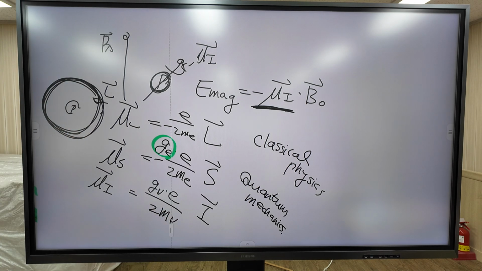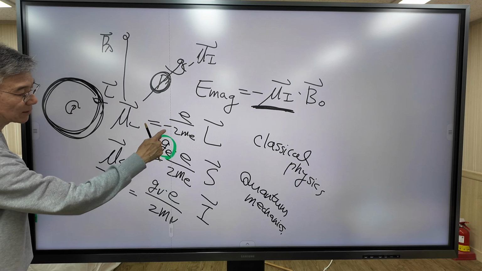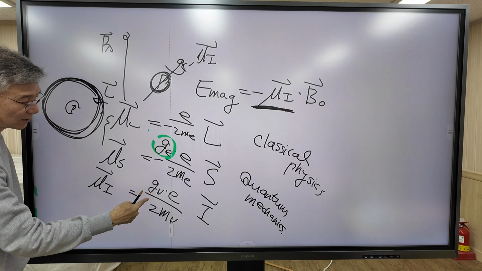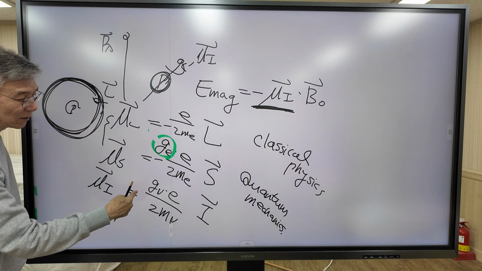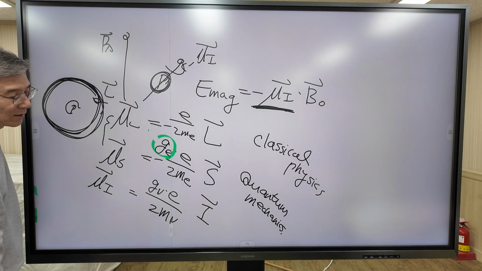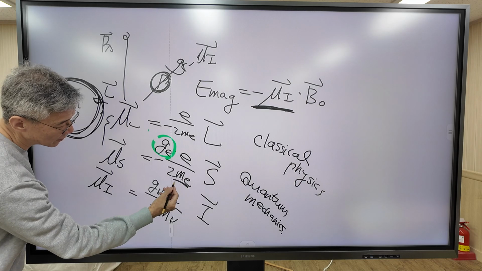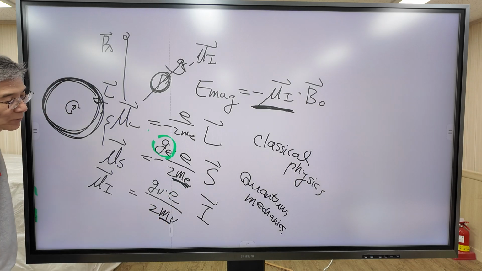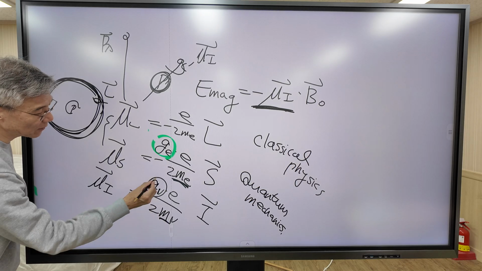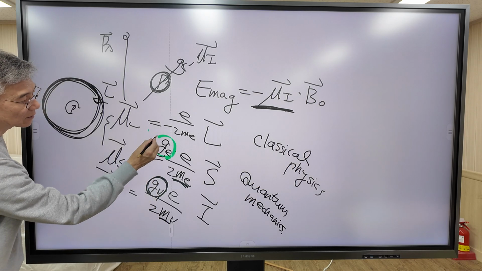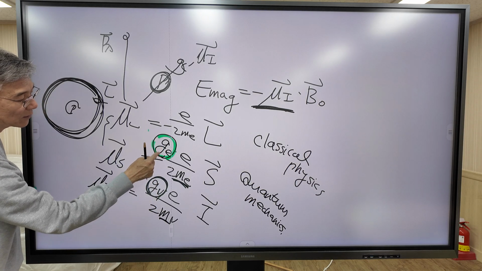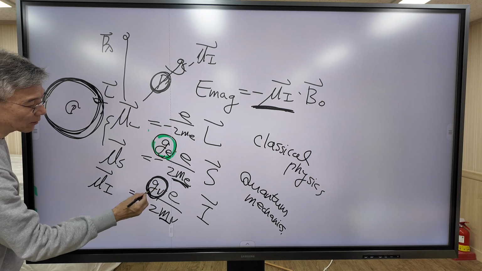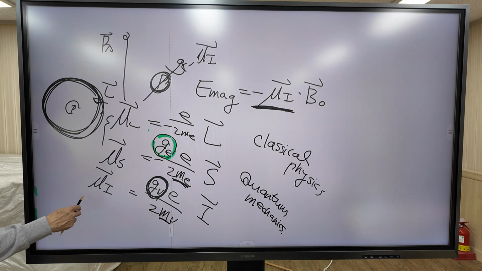This is our formula. Here we have a minus sign because in this case electrons are rotating. But in this case the nucleus is rotating, so there is no minus sign, but a plus sign. The mass is different: this is the mass of the electron, this is the mass of the nucleus. And this is the g factor of the nucleus, this is the g factor of the electron. The g factor depends on the type of nucleus. This is our formula.